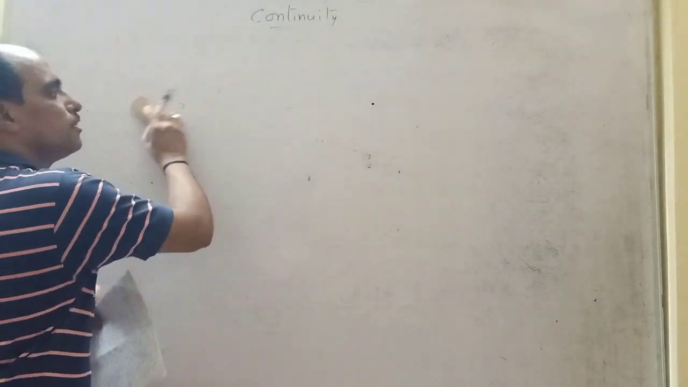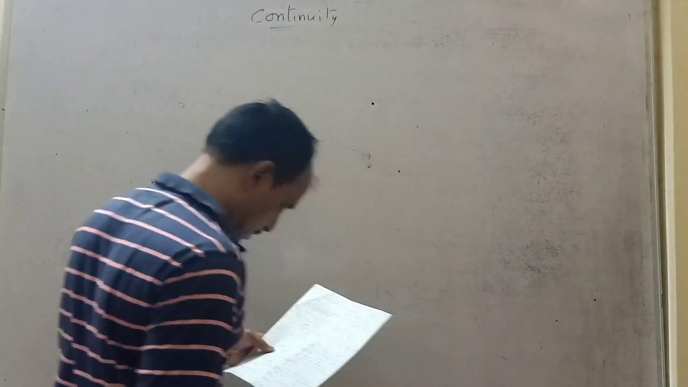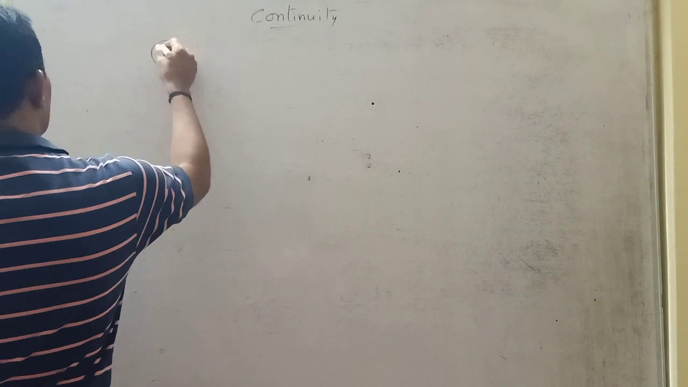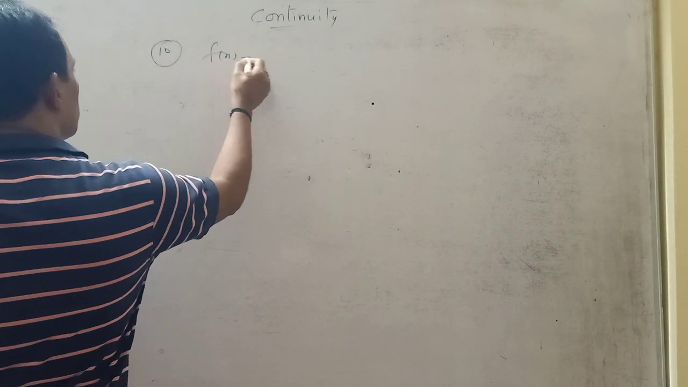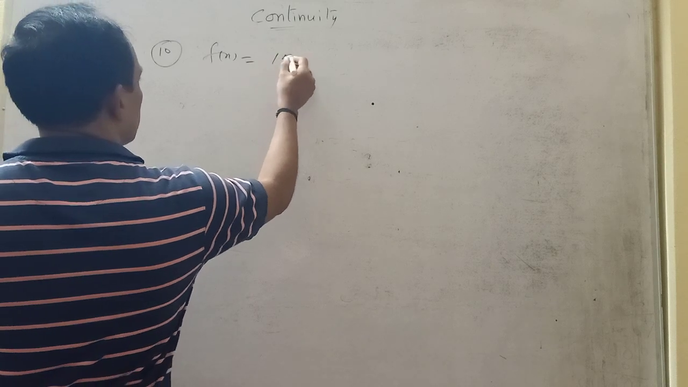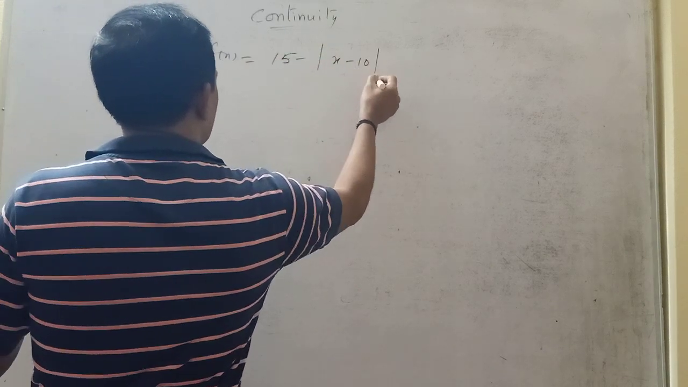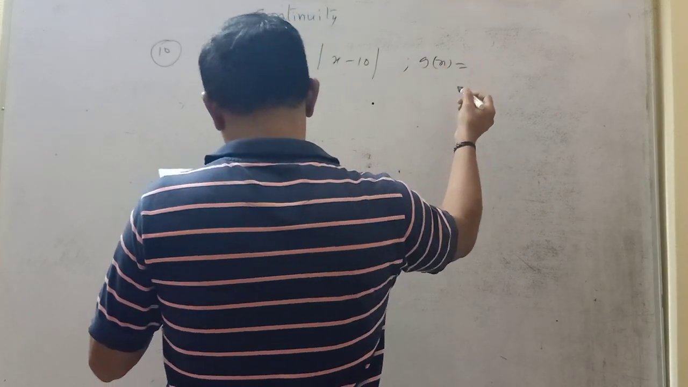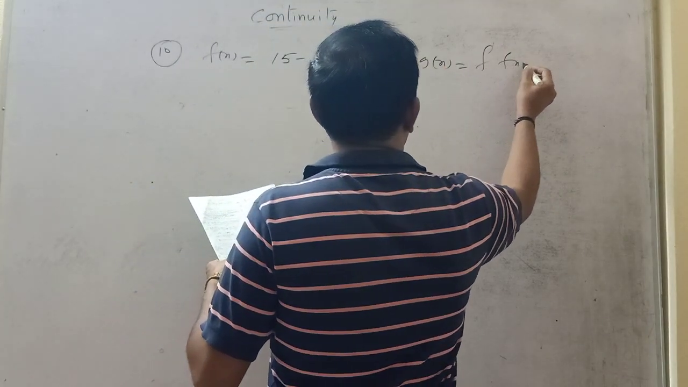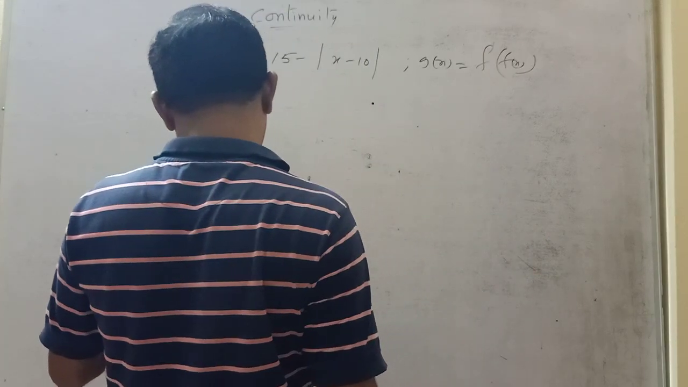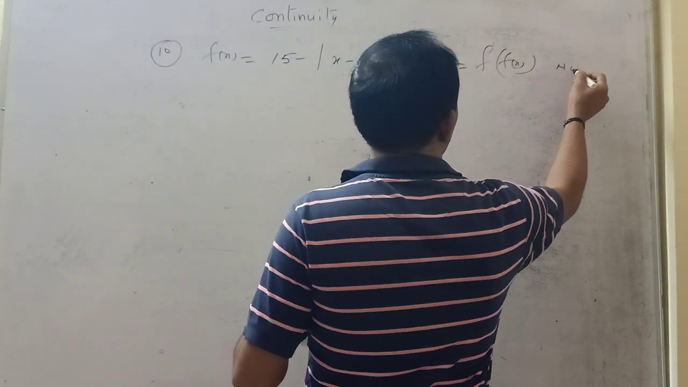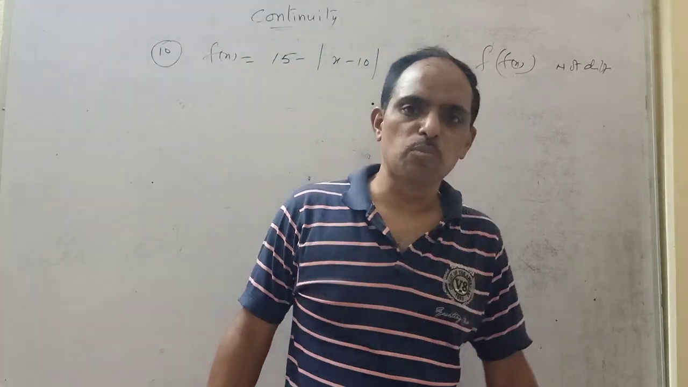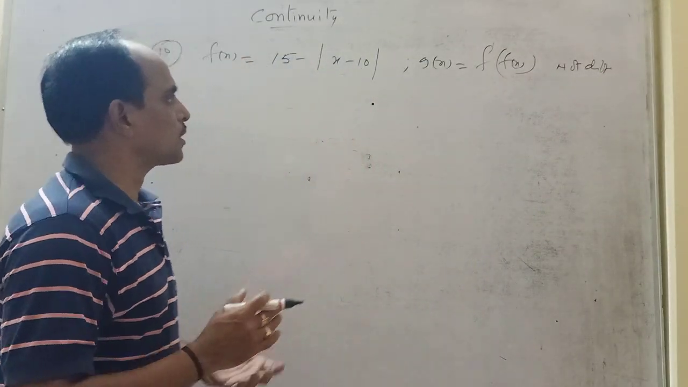Next question is very important, and it's an advanced level question. It's the 10th question. f(x) = 15 - |x - 10|, and g(x) = f(f(x)). It is not differentiable at the points. How many points are there and what are they?